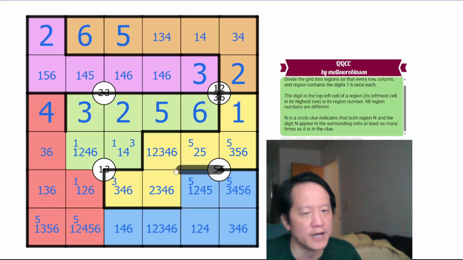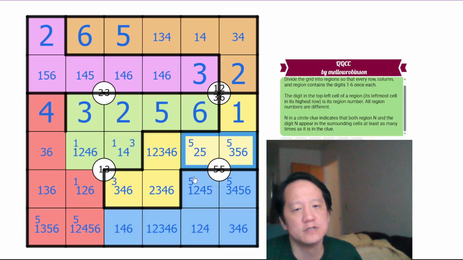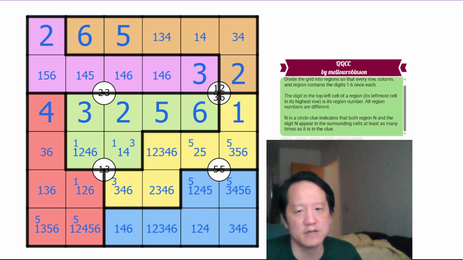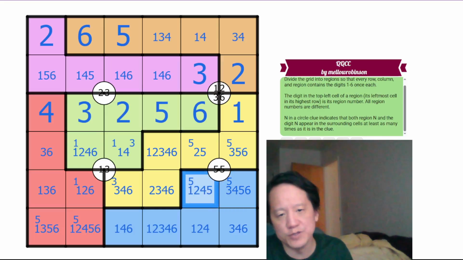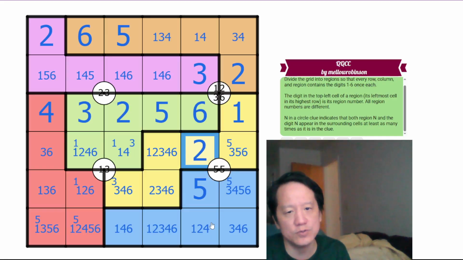I'm pretty sure, yeah, reading that rule set again, this does have to appear. The region also has to appear twice around this. Yeah, that makes the most sense. Otherwise, I think it's actually stuck as a puzzle. So therefore, this is a 5, because that's the region number. And therefore, this is 2. No 2 here, no 5 here.